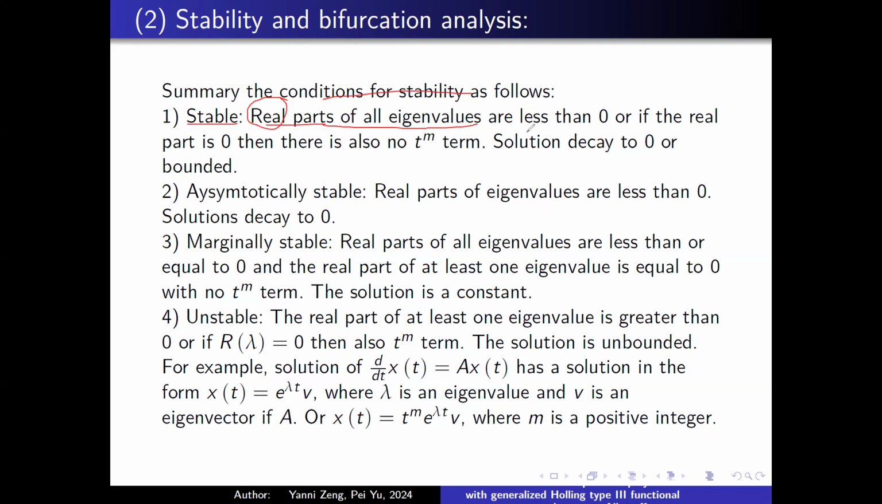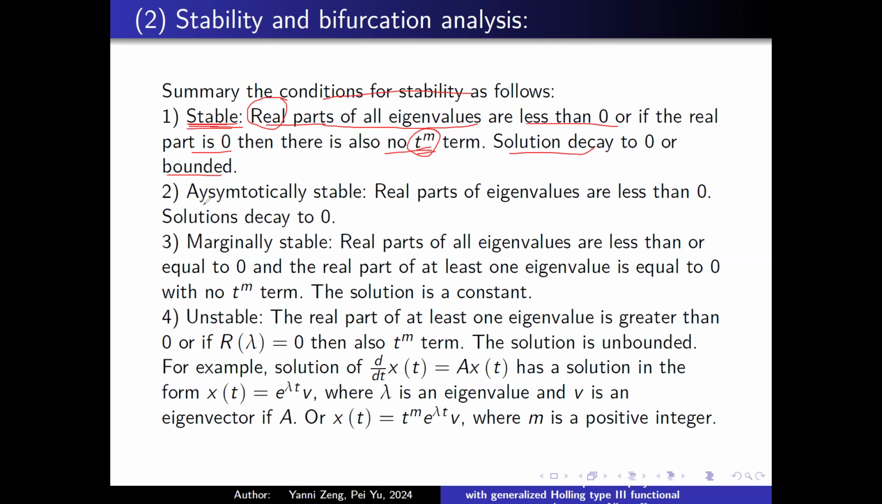So if the real parts are less than 0, and if the real part is 0, so if there is no term, that means some Jacobian terms are expressed in terms of exponentials. If not, as usual, we don't need to consider it. So the solution is asymptotically stable. That means the first case is stable.